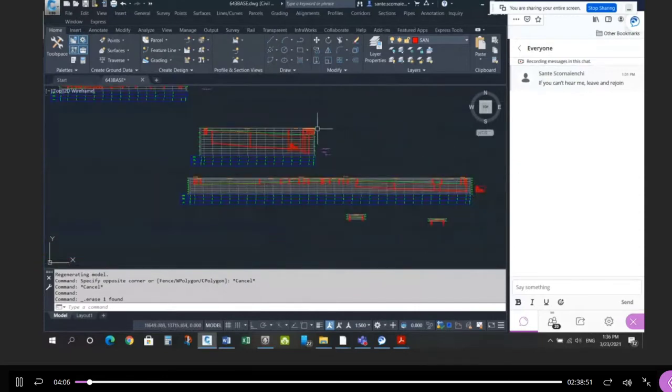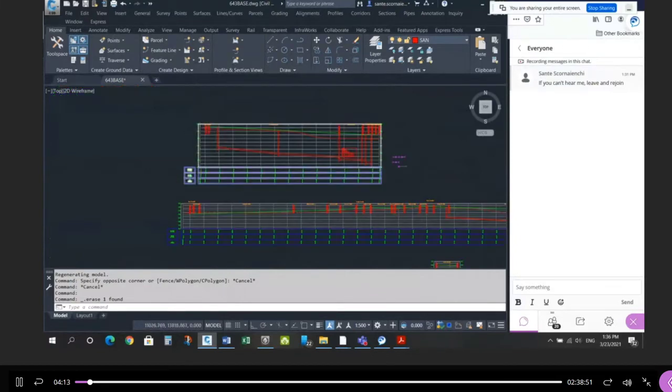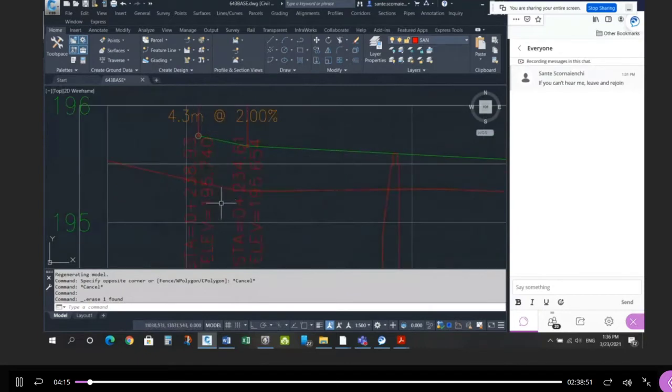And then at the other end, at the end of Street A, which was actually designed first for where the low point on Street B is going to be, we can see the elevation here is 194.740.